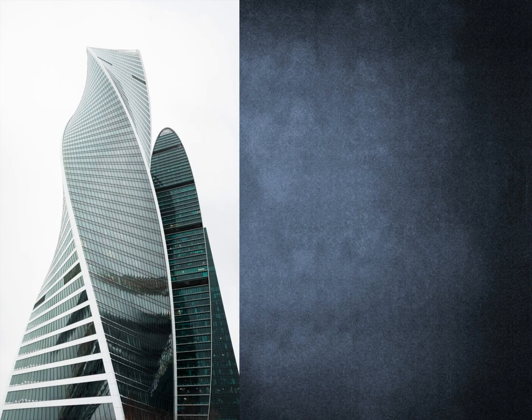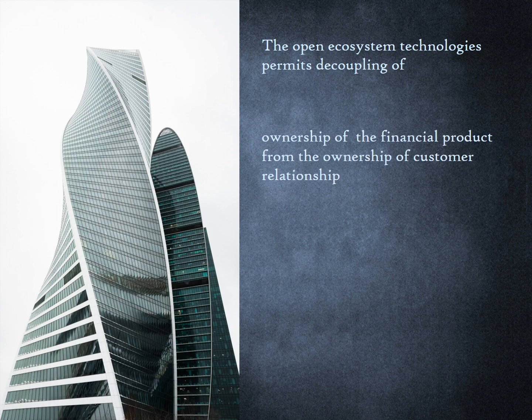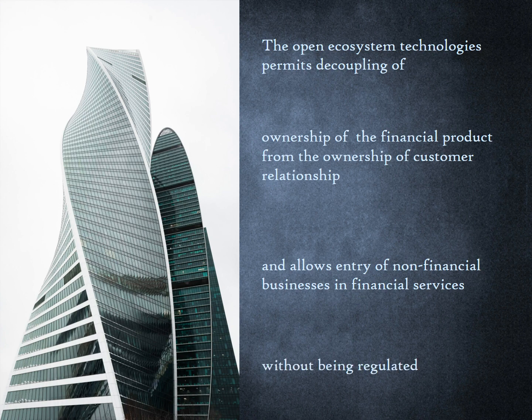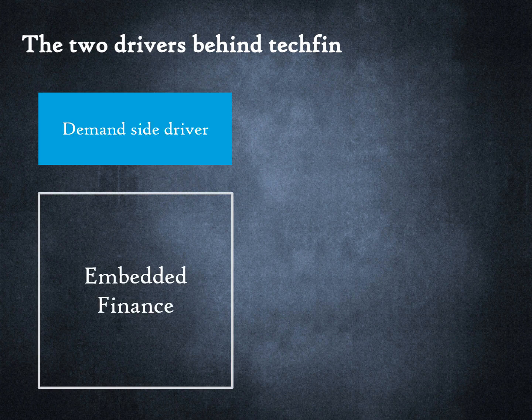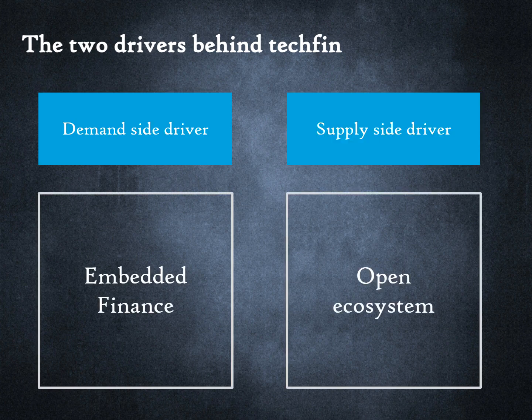The technologies underlying the open ecosystem permit the decoupling of financial product ownership from customer ownership. This allows entry of non-financial businesses into financial services, without being regulated. To recap, non-financial technology businesses increasingly participate in financial services because embedded finance delivers a superior customer experience. Additionally, open ecosystem technologies make embedded finance feasible. But since this course is Banking 101, next, we will learn the impact of this on the banking industry.